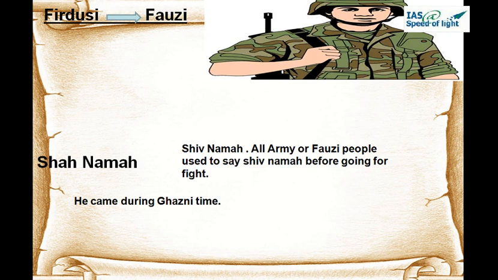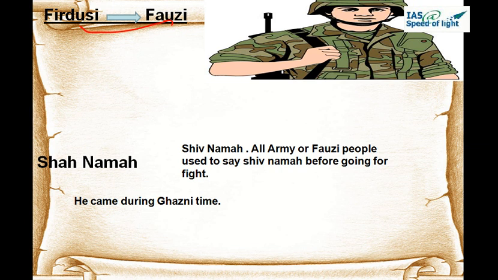Firdausi, it rhymes with Fauzi. Fauji, again, is a word which means an army person or a military person. We call them Fauji. He wrote a book, Shah Nama. So Shah Namaha, we get Shiv Namaha. Shah becomes Shiv Namaha. So Om Namah Shivaya is a mantra for Lord Shiva. So all army or Fauji people used to say Shiv Namaha before going to fight.